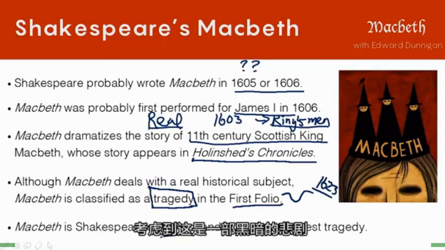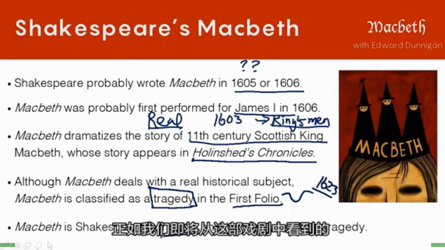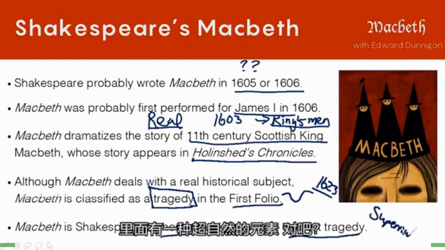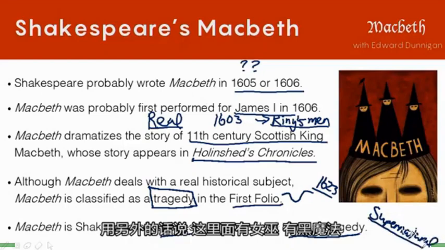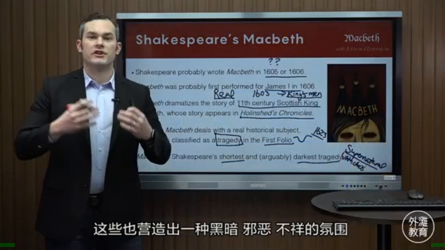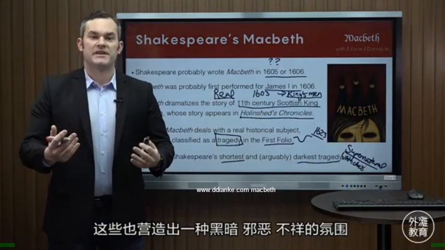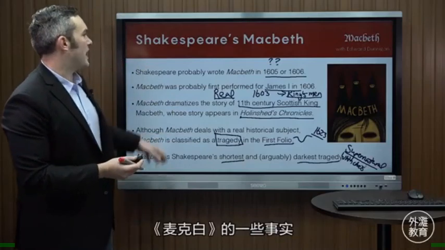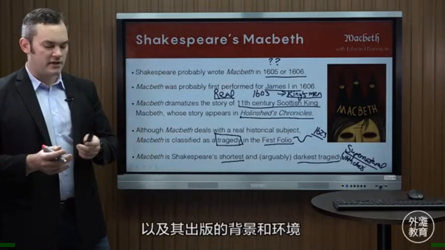In terms of its darkest tragedy, as we're going to see as we go through the play, there's an element of the supernatural, right? In other words, we have witches, we have dark magic almost operating in Macbeth, and this casts a very dark, evil, ominous atmosphere throughout our reading of the entire play. Okay, so this is just some facts about Shakespeare's Macbeth and the circumstances surrounding its publication.